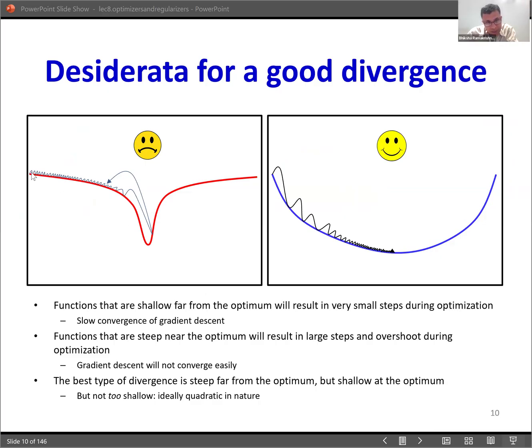Because the steps that you take are proportional to the derivative, you take tiny steps when you're far away. And then as you approach the minimum, your steps will get larger. And because it's very steep near the optimum, you can actually jump across it and bounce out.